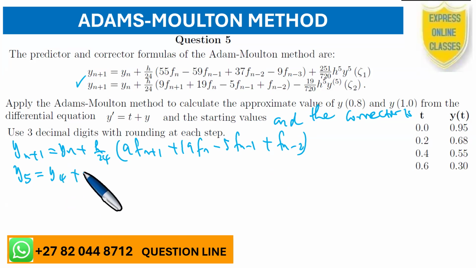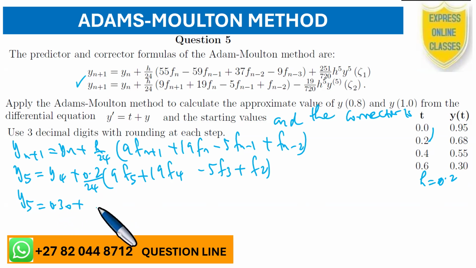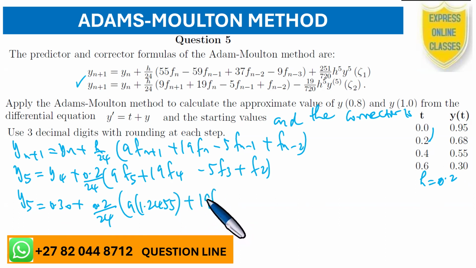So this is exactly Y4, then it's 0.2 of the H, because you can see that H is 0.2, which is the step size, divided by 24, times 9F5 plus 19F4 minus 5F3 plus F2. What is Y4? Y4 is exactly 0.3 plus 0.2 divided by 24. F5, we've already got that one. It was 1.2455.